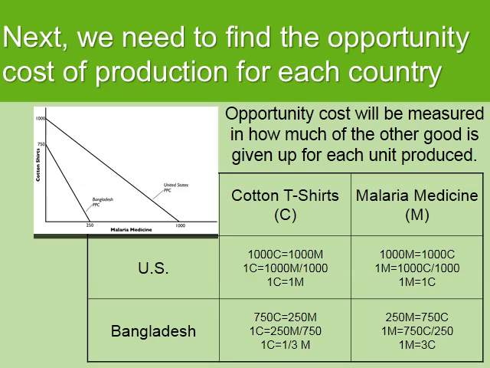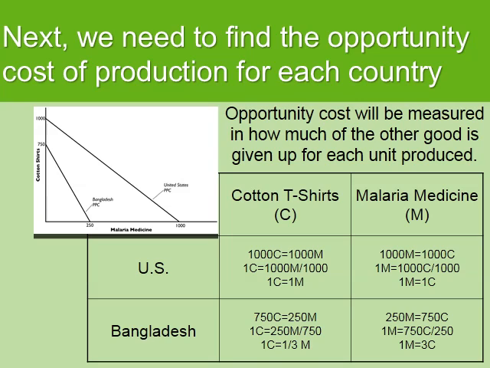So, for the United States, looking at their ability to produce cotton t-shirts, if they produced 1,000 cotton t-shirts, they would give up the ability to produce 1,000 units of malaria medication. By isolating cotton t-shirts, done by dividing by 1,000 on both sides, we simplify that to 1 cotton t-shirt equals 1 unit of malaria medication. And because both numbers are the same, this looks the same in the malaria medication column for the U.S.